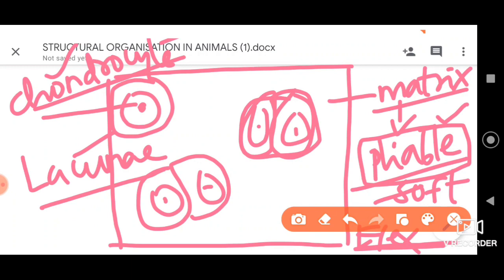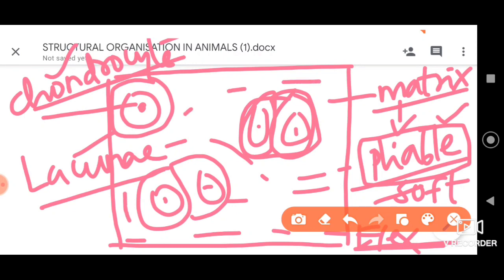And other than that, as I said, they are distributed by fibers. Both collagen fibers as well as elastic fibers can be present, distributed inside the matrix of the cartilage. Now let me repeat, dear students, that the matrix of this cartilage is pliable. Pliable means it is soft and flexible. That means it can be easily bent. Cartilage can be easily bent. It resists compression. It is generally not so easy for it to be broken.